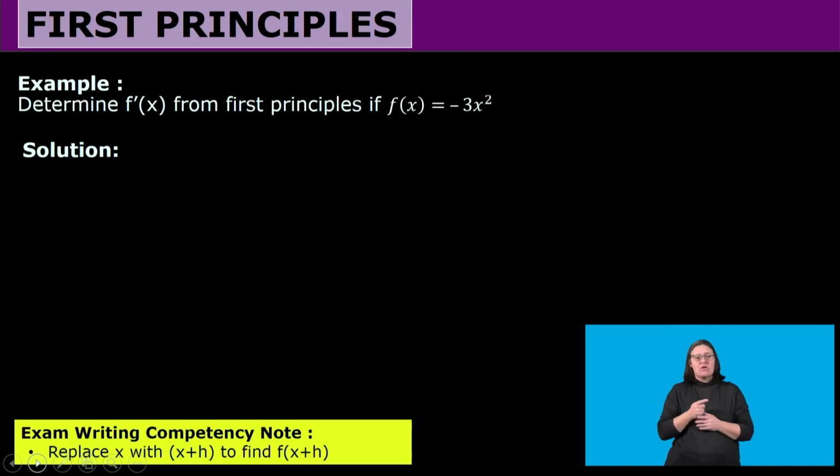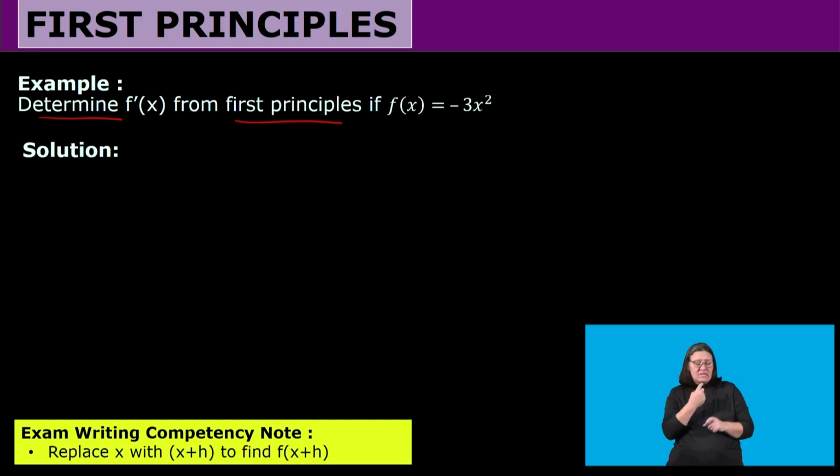Determine the derivative of f of x from first principles if f of x is equal to minus 3x squared. Now, let's read the question. Determine means find. Find the derivative of f from first principles. So those are the key statements that they've given you here.